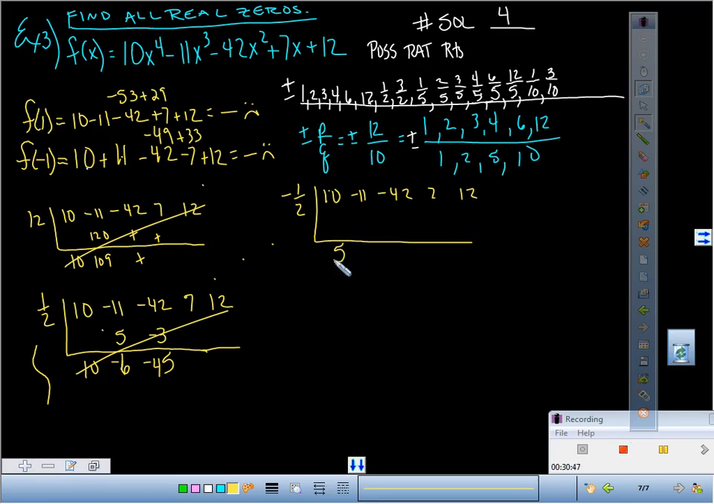All right, bring down my 10. Multiply. Half of 10 is 5, and that makes it negative. So that's negative 6. Half of 6 is 3, and 2 negatives make it positive. Negative 42 and 3 is negative 39. Look at there, and that makes it a positive. 7 and 17 make 24. Half of 24 is 12, and unlike signs are negative.